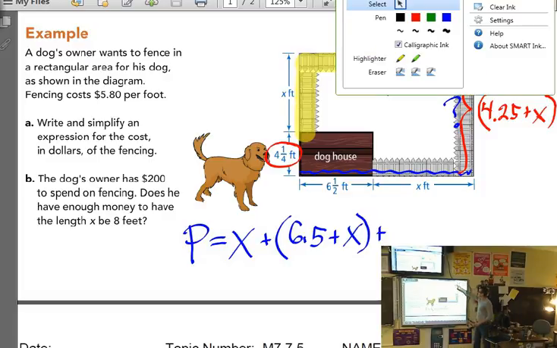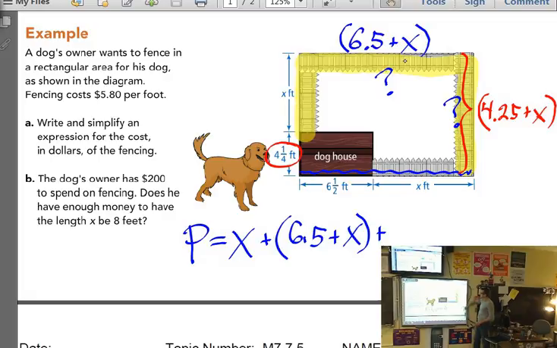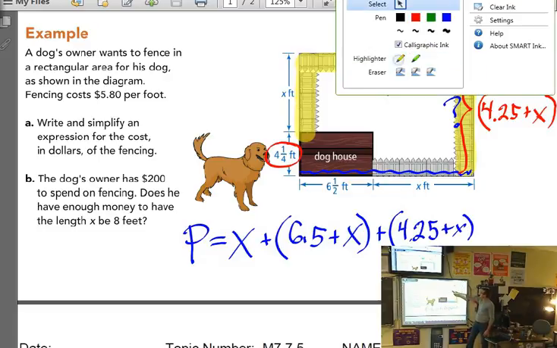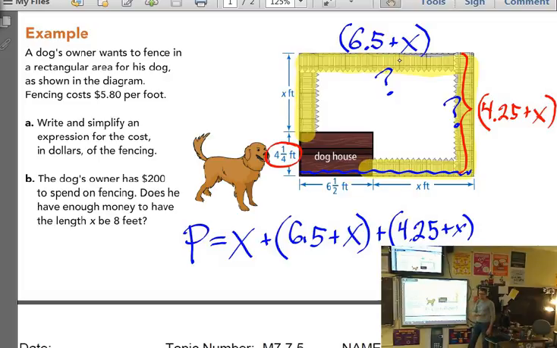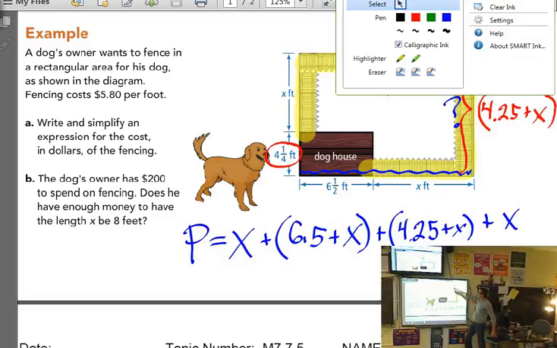Then, as we walk down the fence, we went 4.25 and another x. And then, as we go back to the doghouse, we walk another x. Now, with shapes or colors or however you do it on your paper, let's identify the like terms.